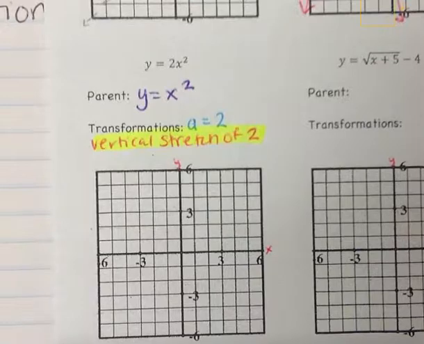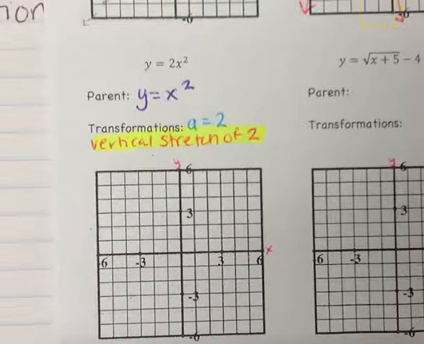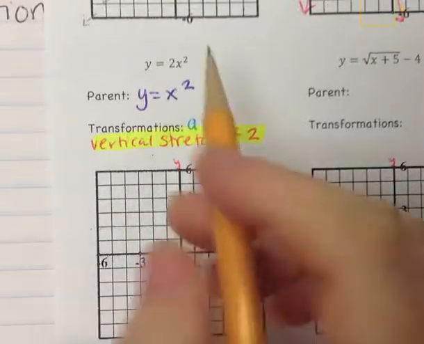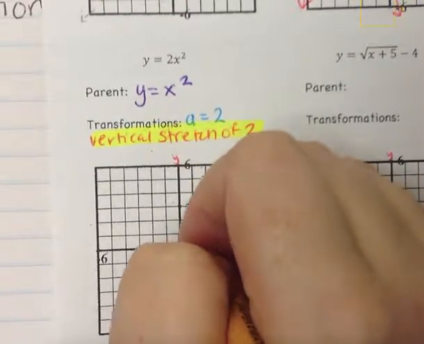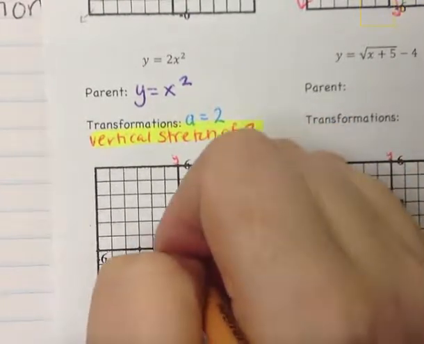There is such a thing as a horizontal stretch, which means you will multiply your x values by something. There's also a horizontal compress. So again, I'm going to graph my parent function, so 0, 0, 1, 1, 2, 4, and mirror them.